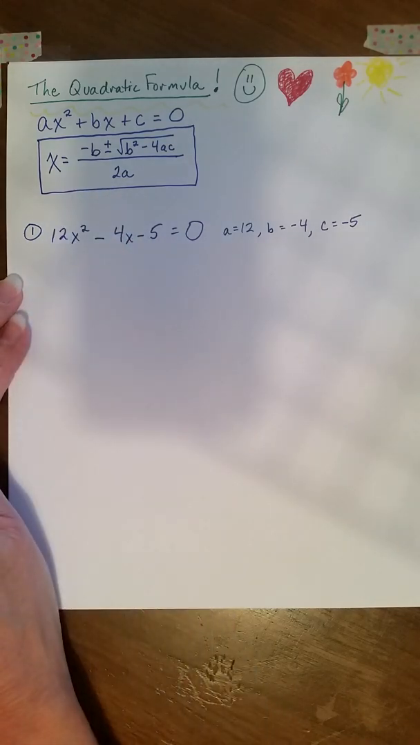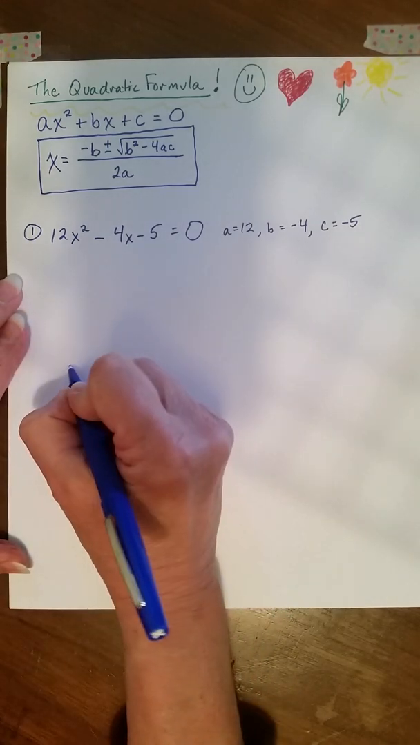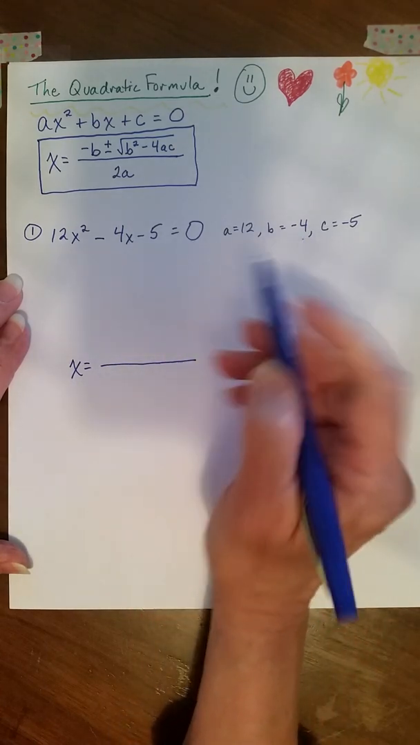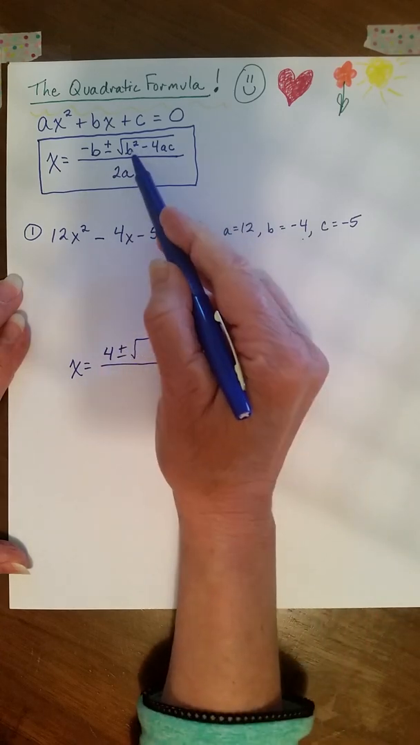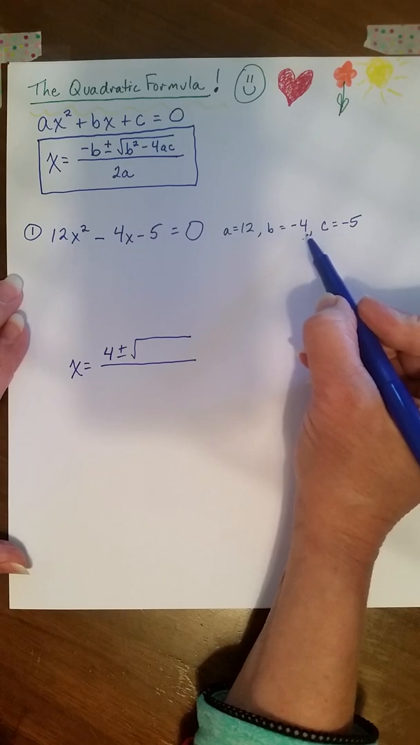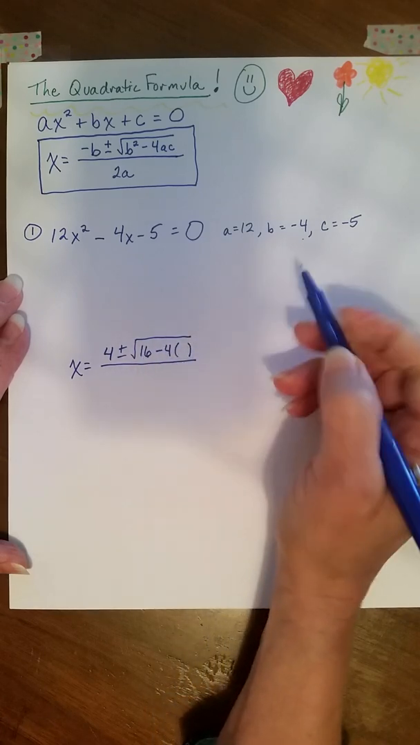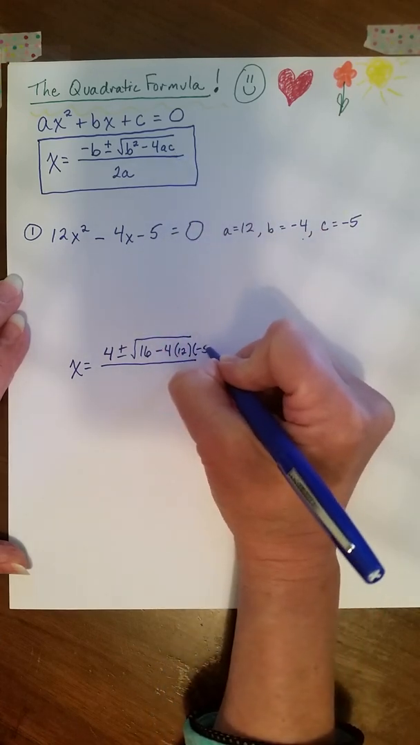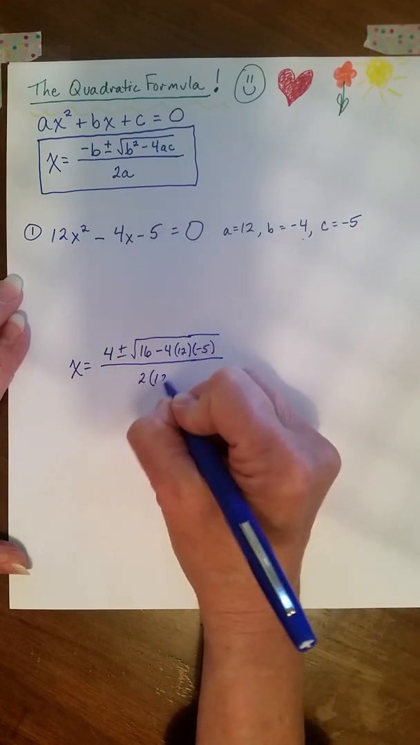Now I'm going to plug it into the formula. Here's the way I do the formula. I start about 3 or 4 lines down. X equals. Okay, the opposite of b is going to be positive 4, plus or minus the square root of b squared. Now b is negative 4. I always do this part in my head. Negative 4 squared I know is a positive 16. Minus 4 times a, which is 12, times c, which is negative 5. And that's all divided by 2 times a, which is 12.